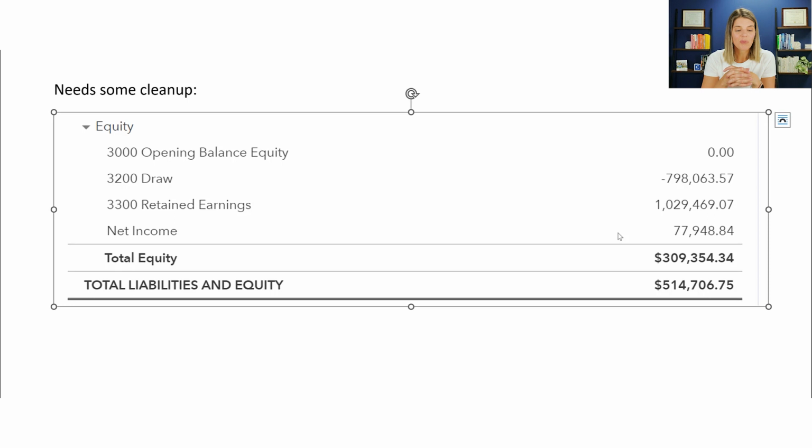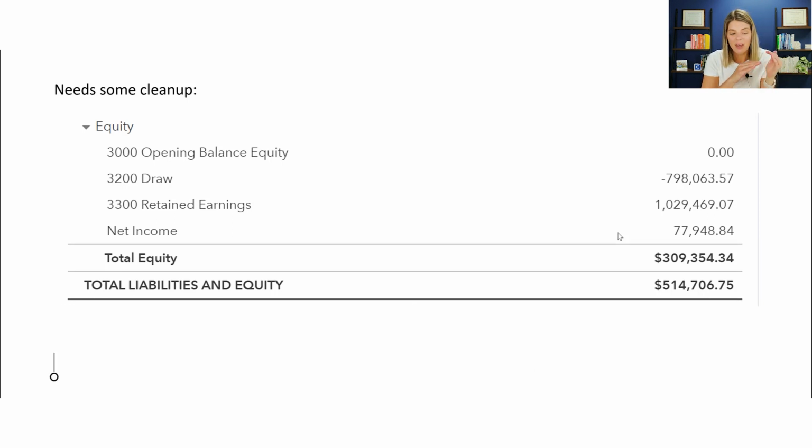So here's an example of an equity section that needs a little bit of cleanup. We have zero opening balance equity. That's fine. I don't care that there's zero there. That just means that they probably didn't record something. This business is probably very old. But what is not right is we have this draw that's almost $800,000 and retained earnings that's $1.03 million.